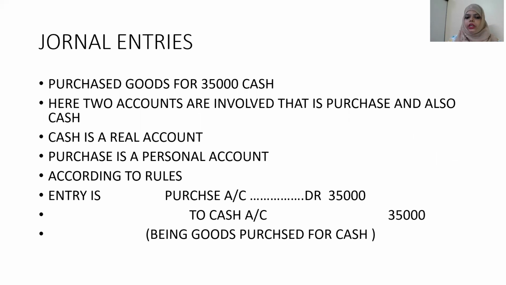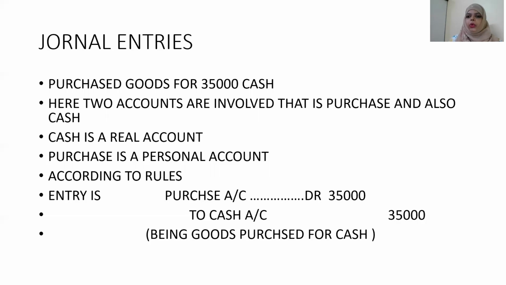According to the rules, the entry is purchase account debited rupees 35,000 to cash account rupees 35,000. Because goods are being purchased for cash, firstly, when goods come in, the purchase account is debited, and cash is going outside the business, so it is credited. So there are two accounts involved in this particular transaction, that is real account and personal account.